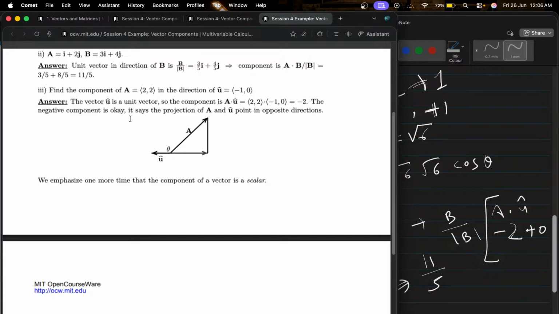The negative component is okay. It says the projection of A on U cap is in the opposite direction. A is going upwards, U is going in this direction, A is going in this direction. So yeah, it's in the opposite direction. We just have to take this into account and use a negative sign.